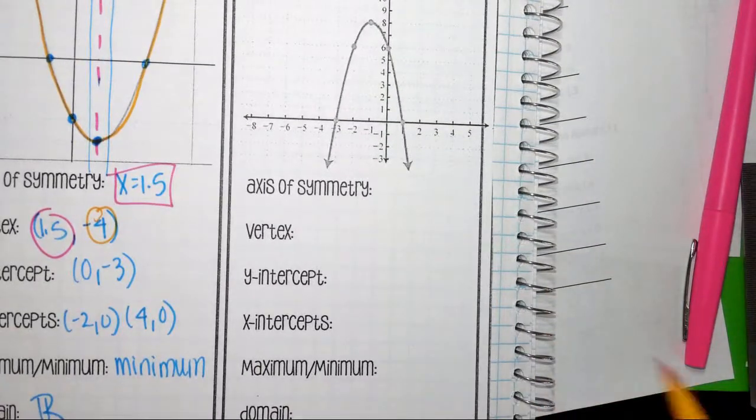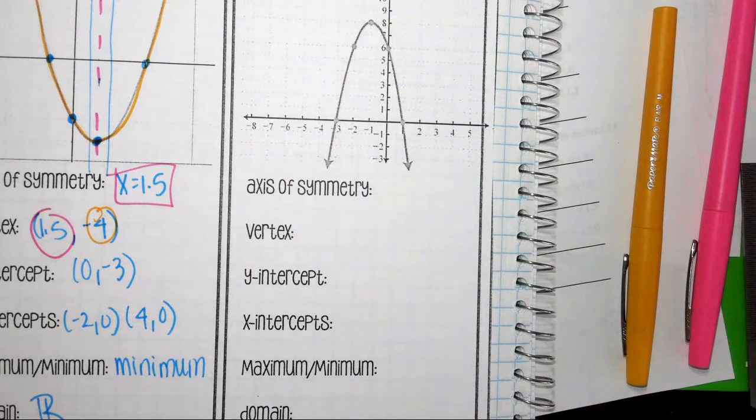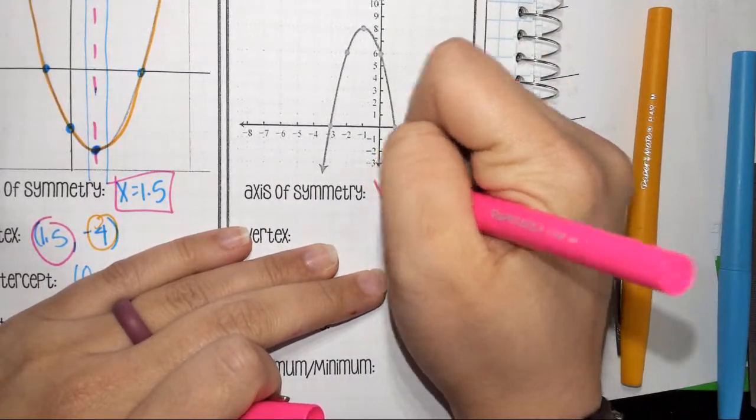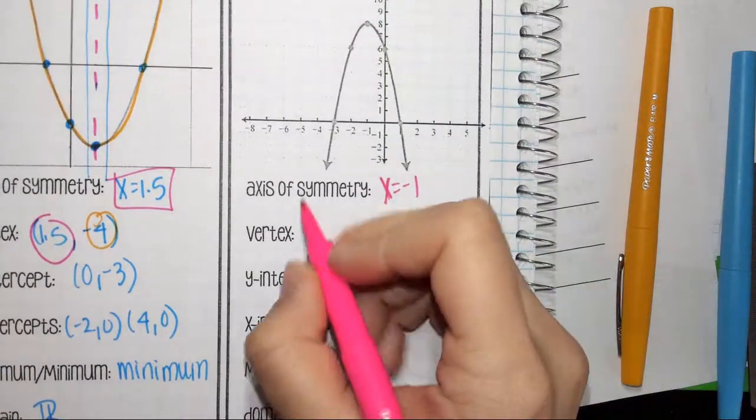What's our axis of symmetry on this one? Oh, we can see this one much better. So x equals -1. Your axis of symmetry is just x equals. It's just one number. And then your vertex is the x coordinate and the y value of wherever that is. So where is our vertex at?